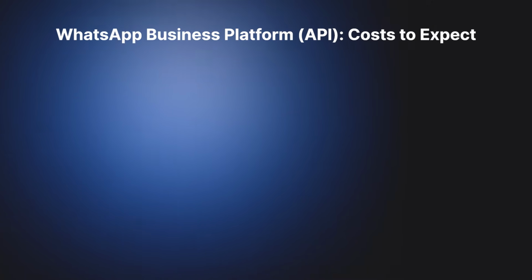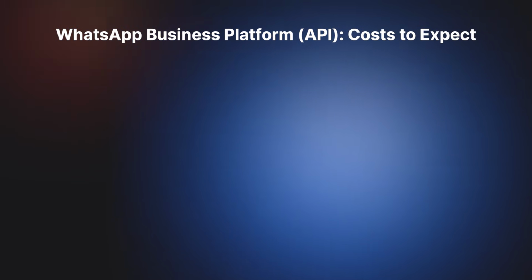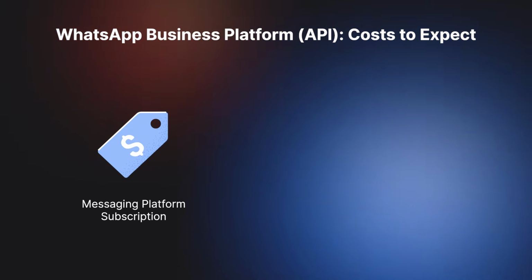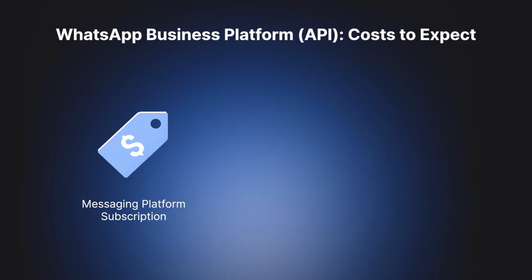Unlike the WhatsApp Business app, which is free, the WhatsApp Business platform, also known as WhatsApp API, comes with some costs. Let's break down the cost of using WhatsApp API for your business. Getting WhatsApp API is free, but since it doesn't come with a built-in interface, you'll need to connect it to a conversation management platform to handle messages and calls.